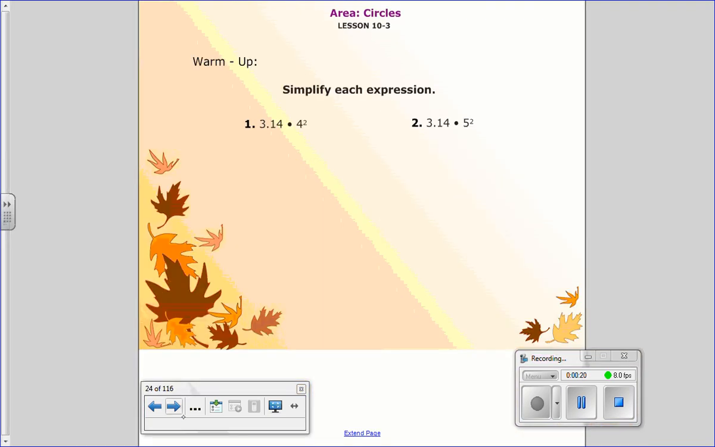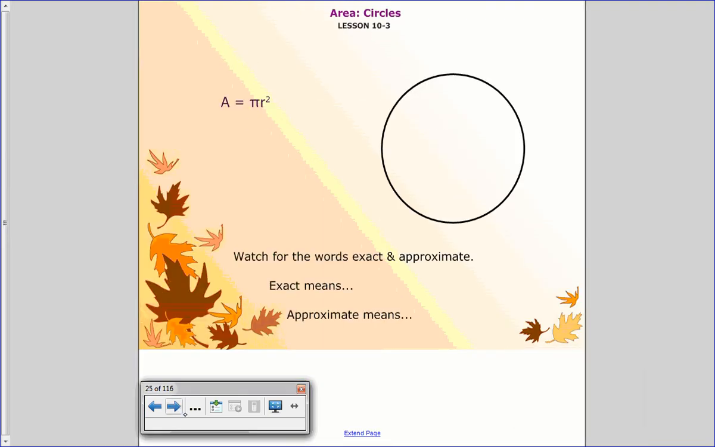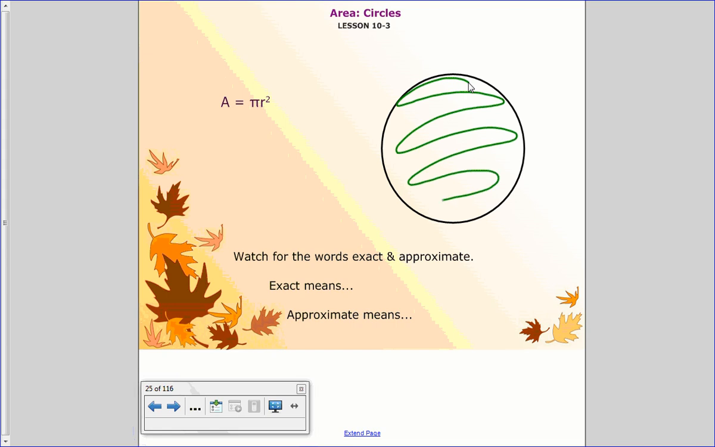So let's get started. We're going to skip the warm-up and go straight to what it means when we talk about the area of a circle. When we talk about the area, that's finding what's on the inside. In Chapter 9, we talked about circumference, which was the outside. So tonight we're focusing on finding the inside of the circle.